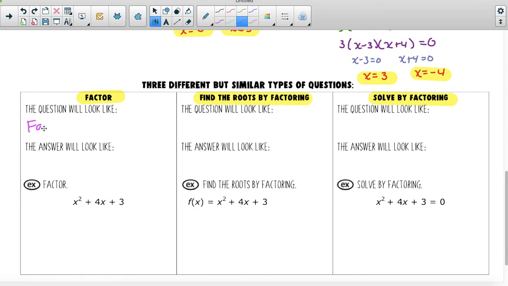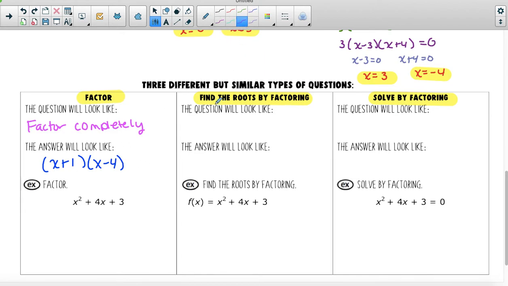Factor completely. Notice it does not say the word solve. The answer will look like this: parentheses, x plus 1, parentheses, x minus 4. You're going to have 2 sets of, or 3 sets of, or 4 sets of linear factors. You will still continue to see parentheses in your answer. If the directions say to factor, there is no equals anywhere. There are no equals in the problem, so there's no equals in your answer.